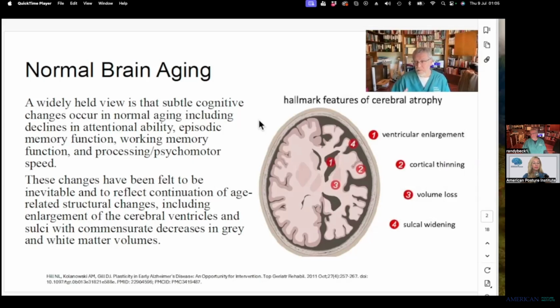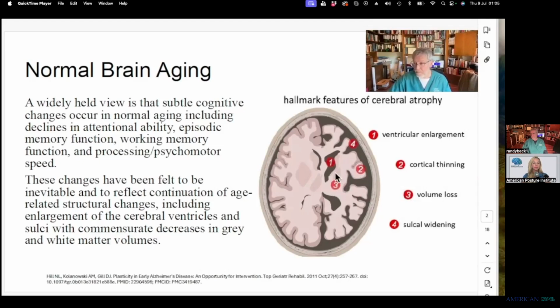Now, there are a lot of changes that happen when we age, particularly ventricular enlargement. So enlargement of the areas of the brain known as the ventricles, which contain cerebrospinal fluid. We start to get some cortical thinning, so thinning of the actual cortex of the brain. And remember, the cortex is the part of the brain that has the neurons in it. And then the axons from those neurons go out from the cortex to other areas of the brain, other areas of the nervous system.